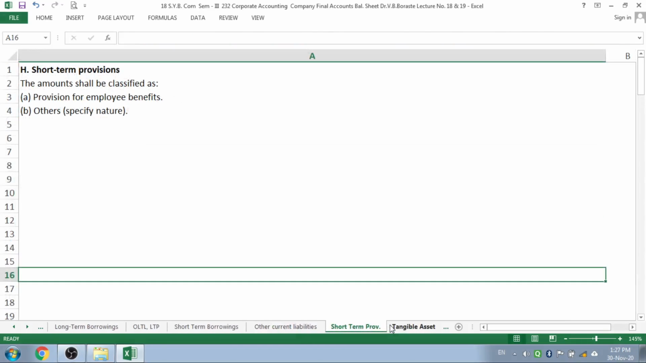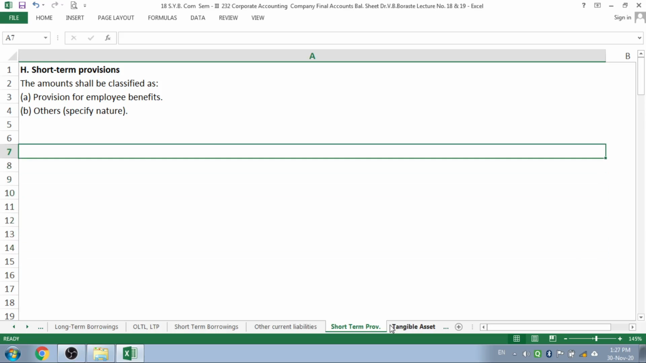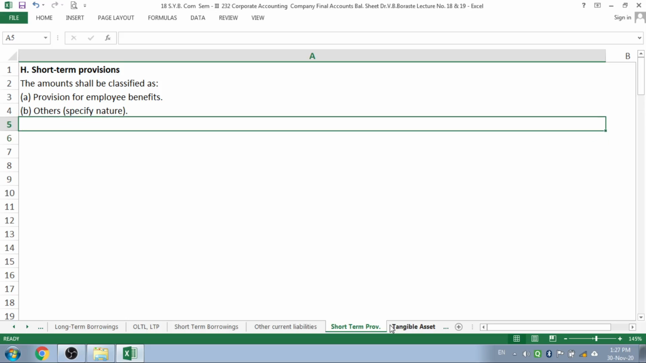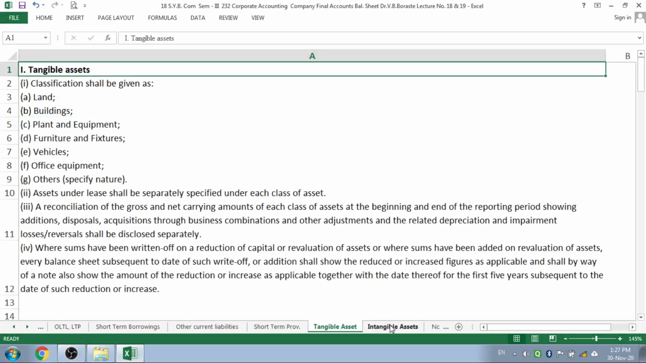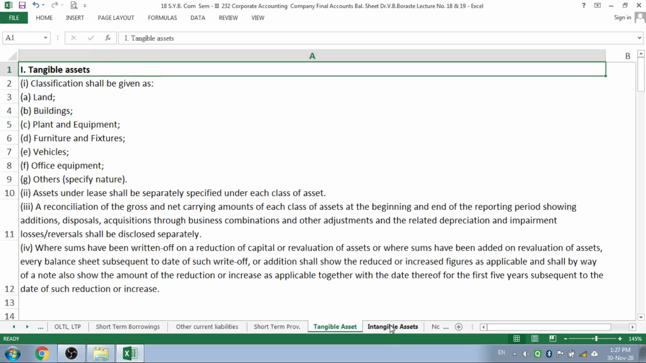other payables are there. After that, in the balance sheet the part is short-term provisions, where the amount shall be classified as provisions for employee benefits, other if there is, it has to be mentioned. Tangible assets are there, where we can see here the short-term provisions. After that, the part of assets is there, tangible assets. It is classified as land, building, plant, equipment, furniture, fixtures, vehicle, office equipments, other as well as assets under lease shall be separately specified under each class of assets.